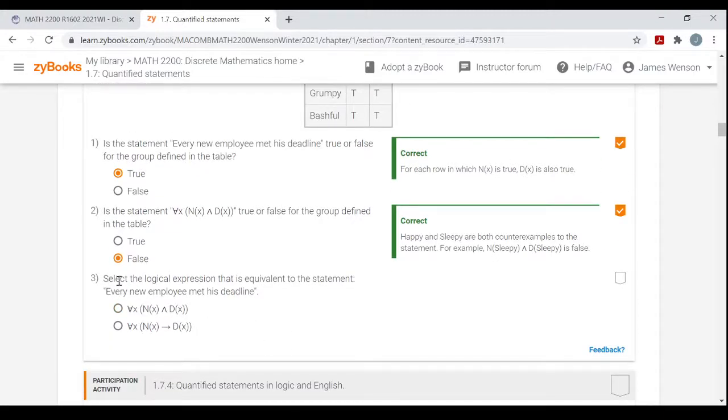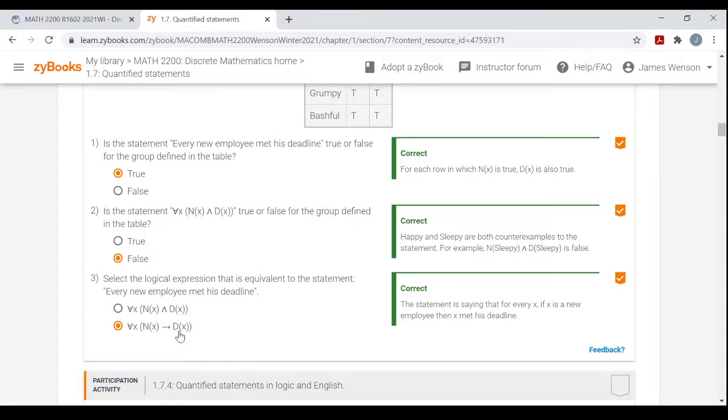How about this statement? Select the logical expression that is equivalent to the statement, every new employee met his deadline. Well, it's not this one. That's the one we just saw. So it's got to be this other one. You see, for all x, N of x implies D of x. This is for all the employees. If they are new, then they met the deadline. So this is saying that all the new employees therefore met the deadline. That's logically equivalent. It has the same meaning as every new employee met his deadline. I hope that makes sense.